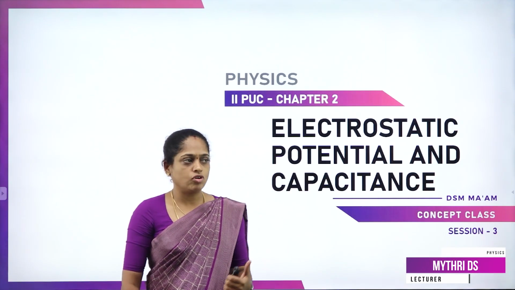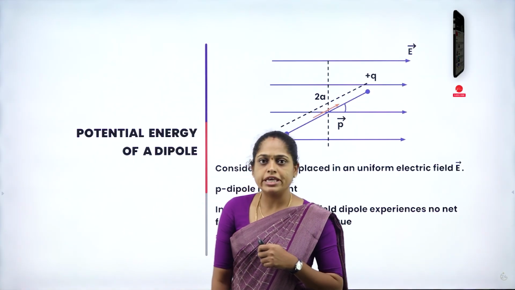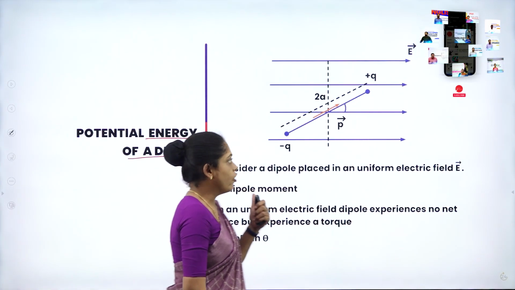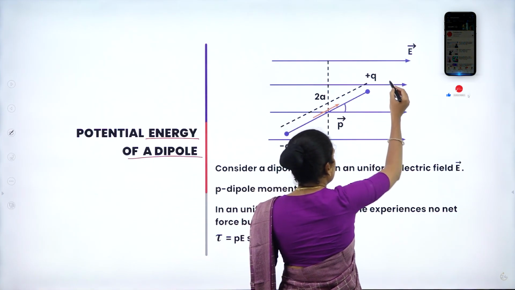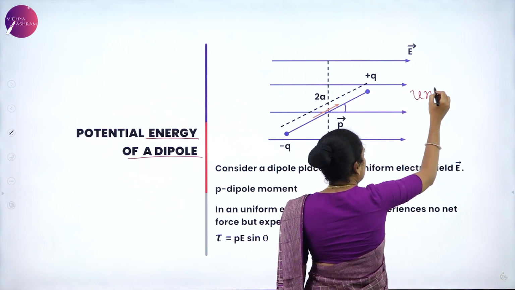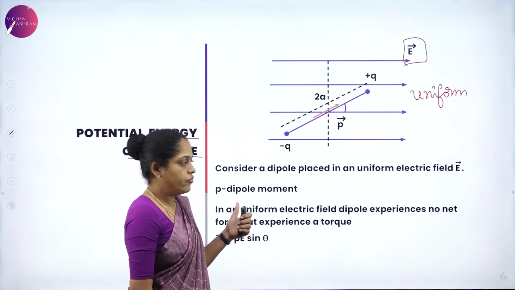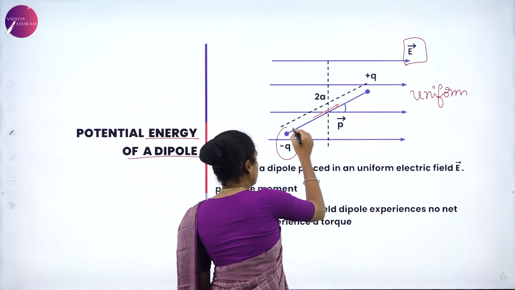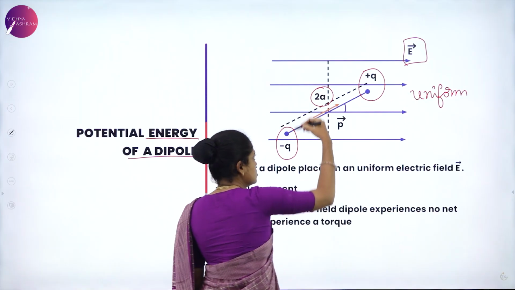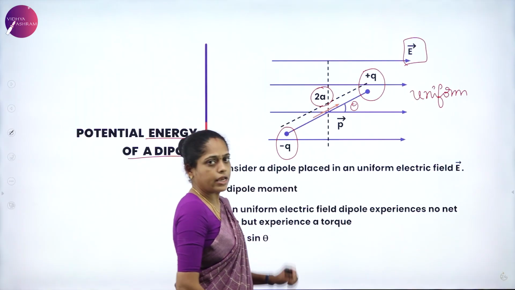So we will continue our discussion on chapter 2, that is electrostatic potential and capacitance. In this session, we will derive the expression for the potential energy of a dipole. So here is the picture for the derivation, where these parallel lines placed at equidistance represent the uniform electric field. In this electric field, let us place the dipole. You know the dipole: a pair of equal and opposite charges separated by distance 2a. And this dipole is placed at an angle theta with the electric field.